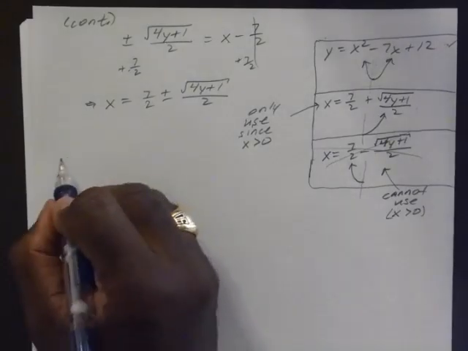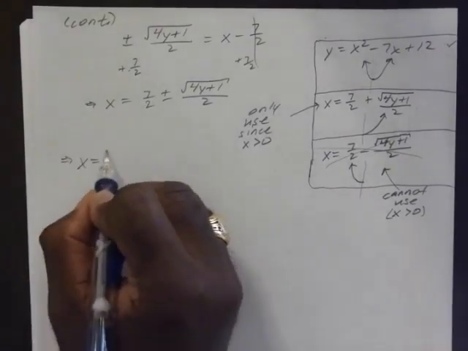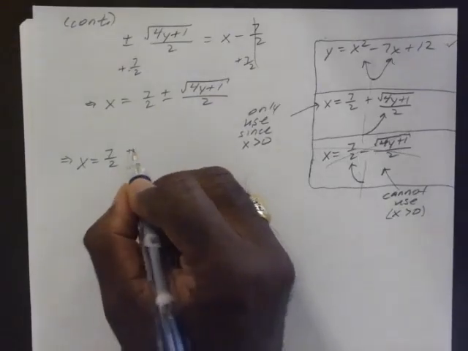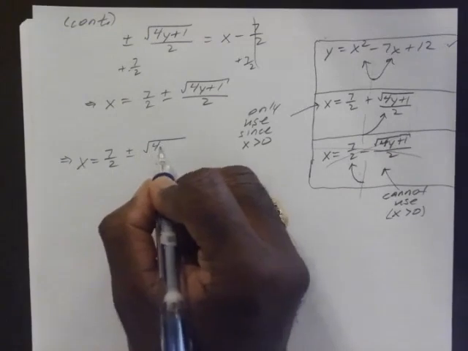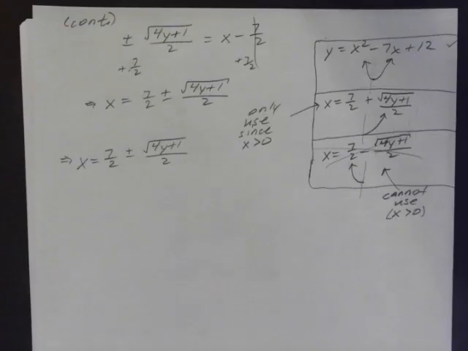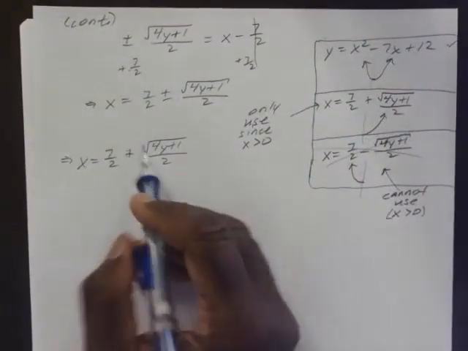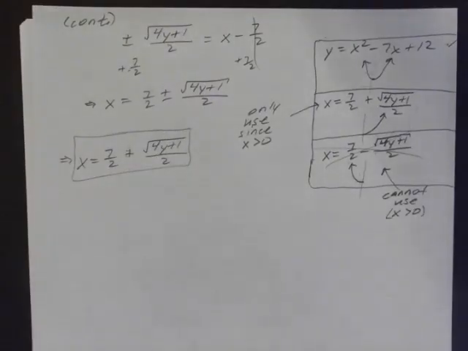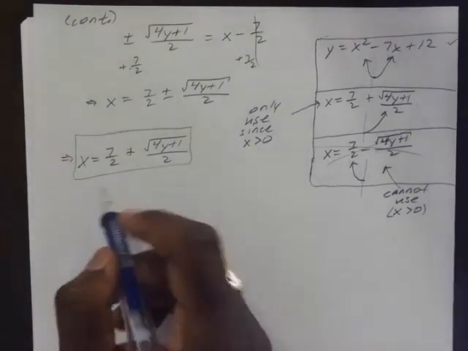Okay, so we found our x is equal to 7/2 plus the square root of 4y plus 1/2. Okay, so we found one. Now the other one is pretty easy. And I don't throw the word easy around too much, but this one was pretty easy. Okay, so this is the first one.